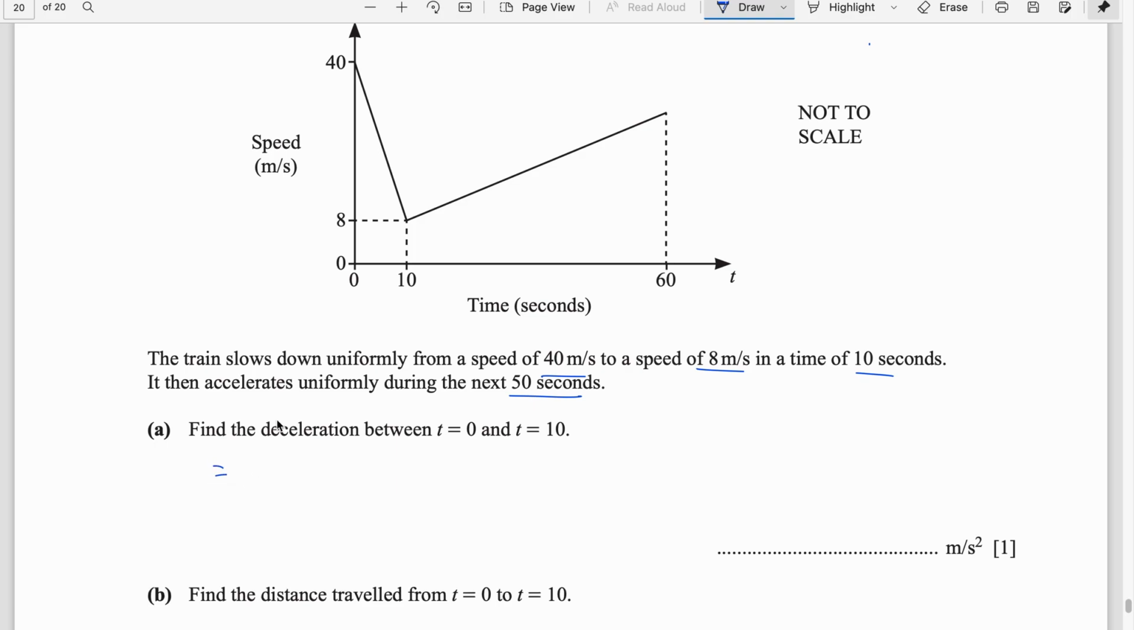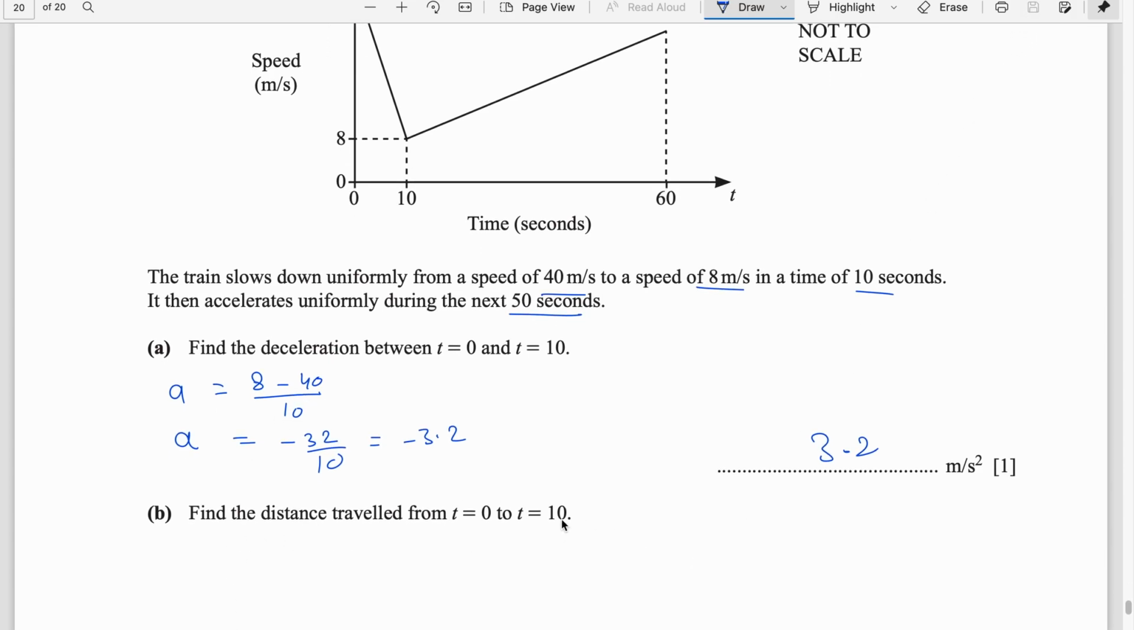So deceleration is change in speed. The gradient of the graph gives you the acceleration. So final velocity minus initial velocity divided by the time taken is minus 32 by 10, which is minus 3.2. This is the acceleration. Retardation or deceleration is plus 3.2, the opposite of acceleration.